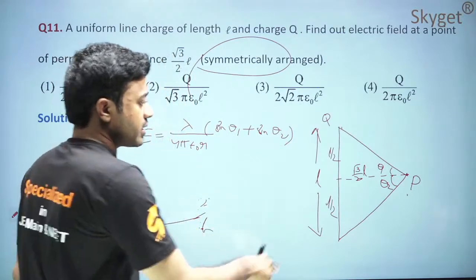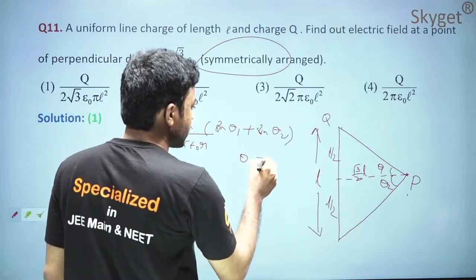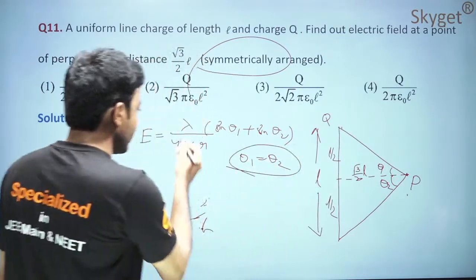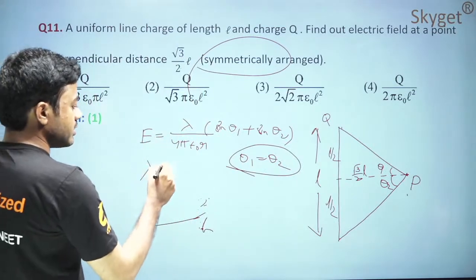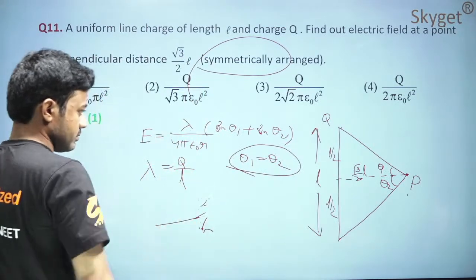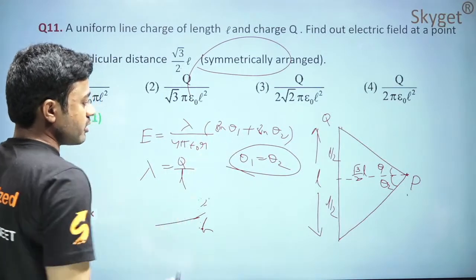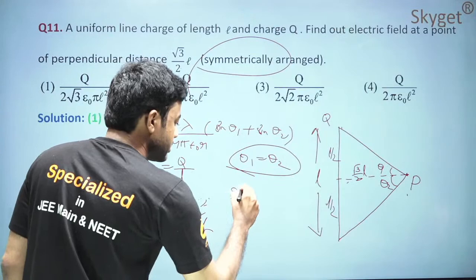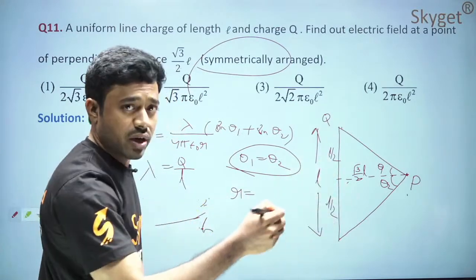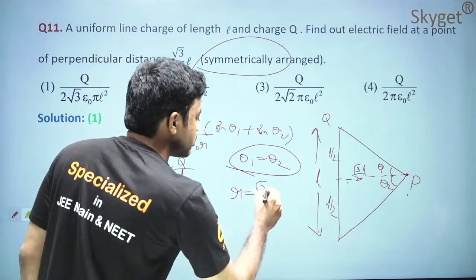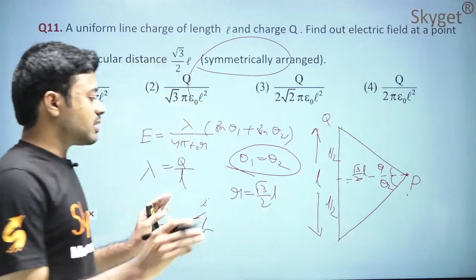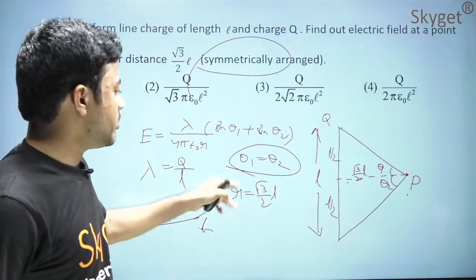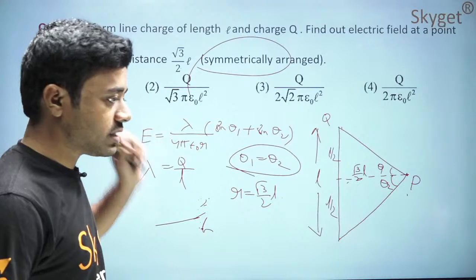As given here, theta 1 is equal to theta 2, and lambda is the line charge density, that is charge per length, by 4 pi epsilon naught r, where r is equal to root 3 by 2 L. R is the distance from the line charge to the point where you have to find the field intensity, that is root 3 by 2 L. These are the data given in the problem.